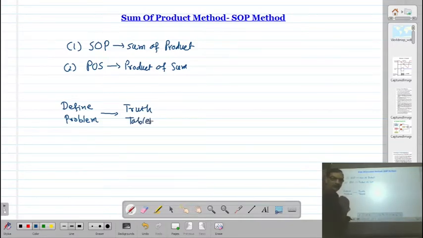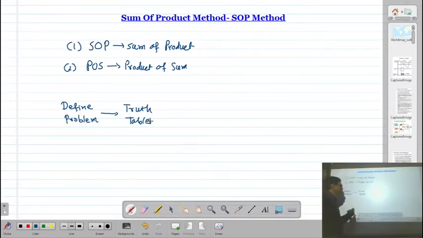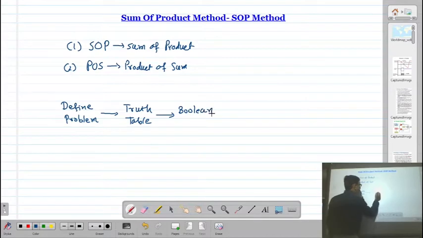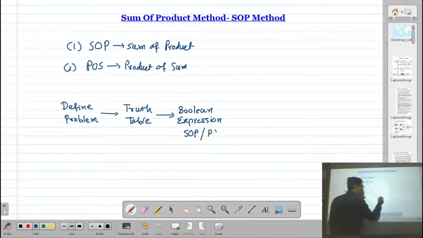What is a truth table? Already you know, it represents the combinations of the input variables, and for each combination, what the output is. For what combination you want the output high, you have to note down in the truth table. Once the truth table is prepared, from the truth table we can write a Boolean expression. This Boolean expression you can write in the form of SOP, or in the form of POS. So this is the third step.